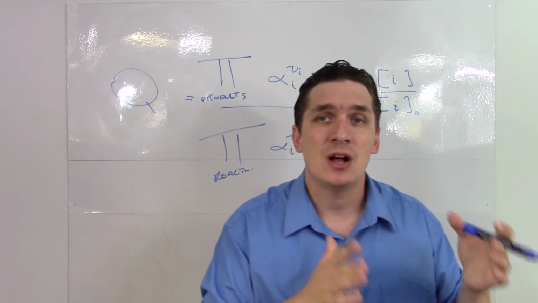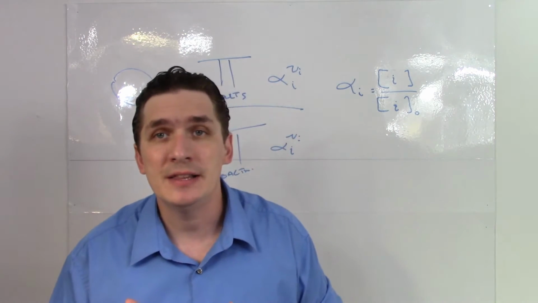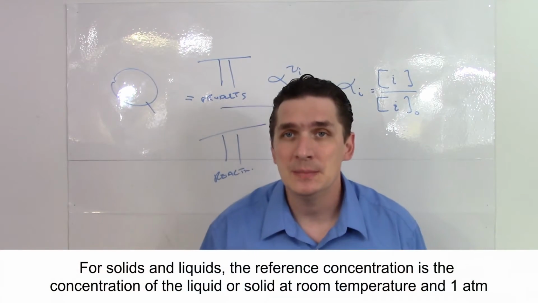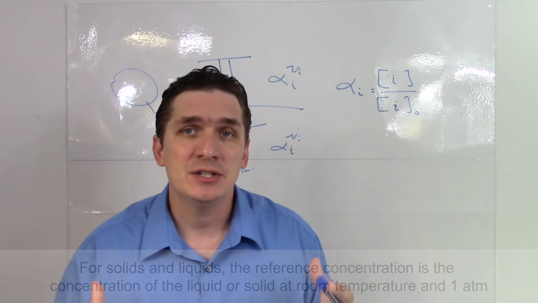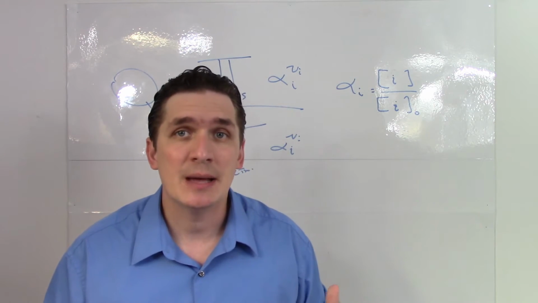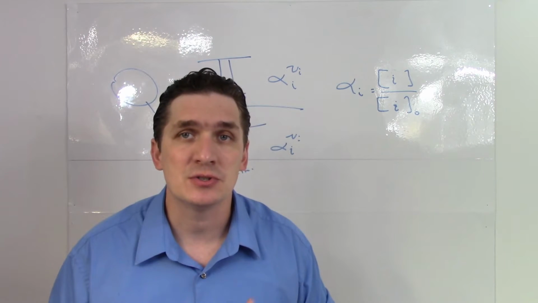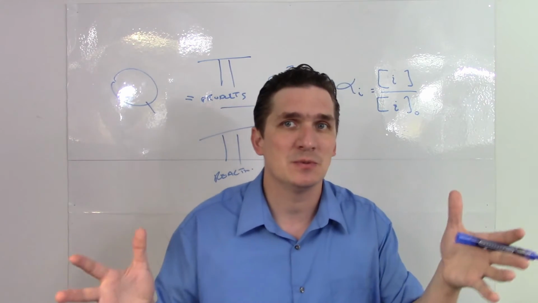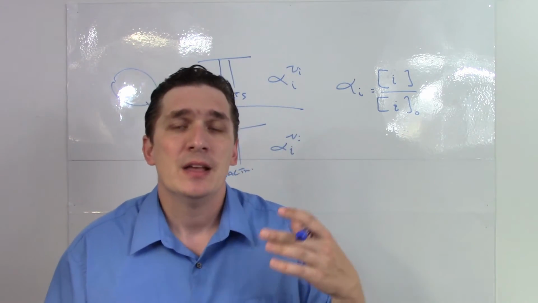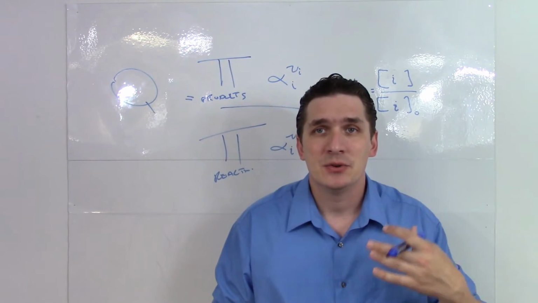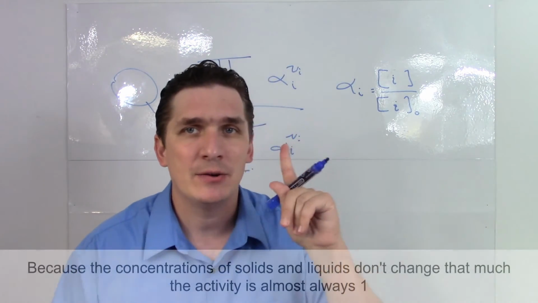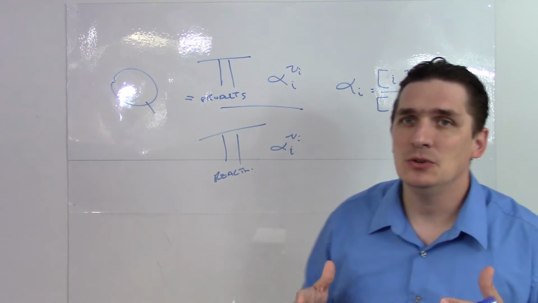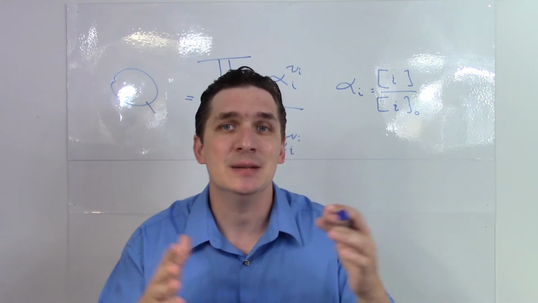Now, if we have a solid or liquid, we're going to define the reference concentration as the concentration of that material at 1 atmosphere and room temperature. If you think about it, concentrations of solids and pure liquids don't change that much. You really have to radically change the temperature and pressure to get their concentrations to change, because it's a solid, right? Its number of atoms per unit volume doesn't change that much. So the concentration divided by the reference concentration basically puts the activity at 1, or unity. And so for solids and pure liquids, when we look at our expression for Q, their concentrations end up disappearing.